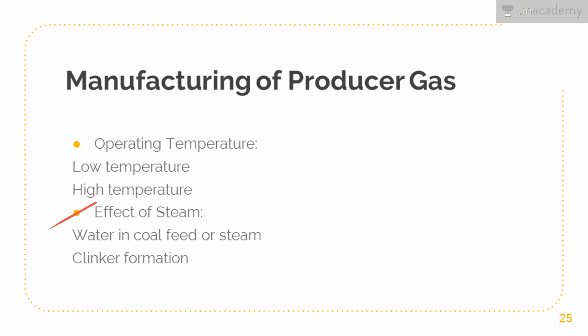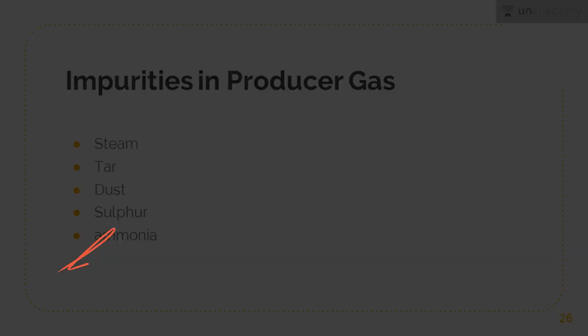On the effect of steam: depending on the water in the coal feed or steam in the air blast, it increases the proportion of hydrogen and carbon monoxide in the gas. If steam is not added, there are chances of clinker formation.